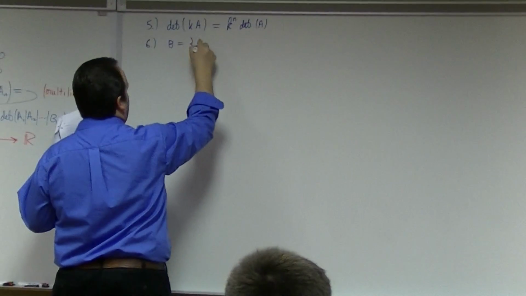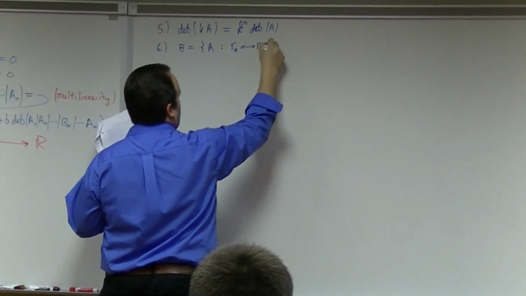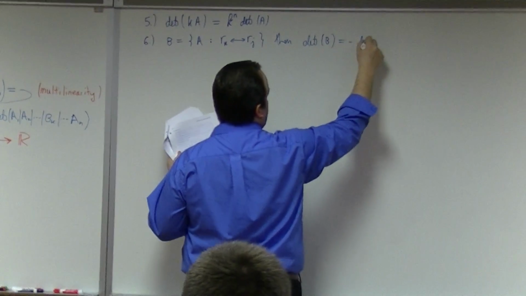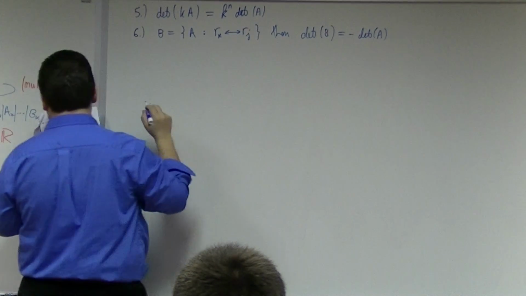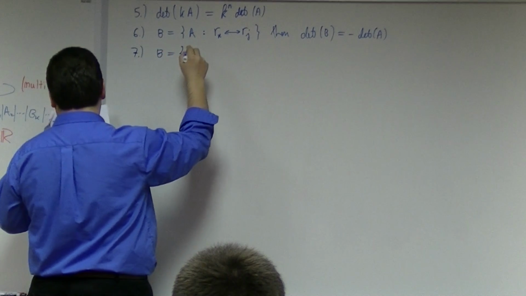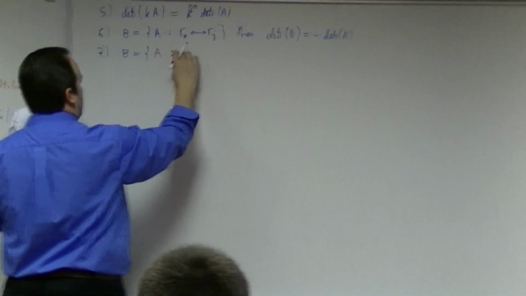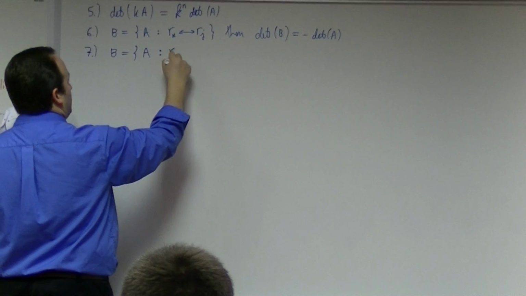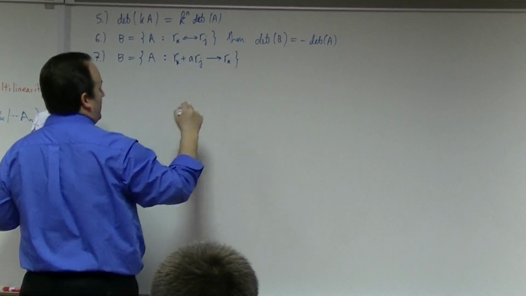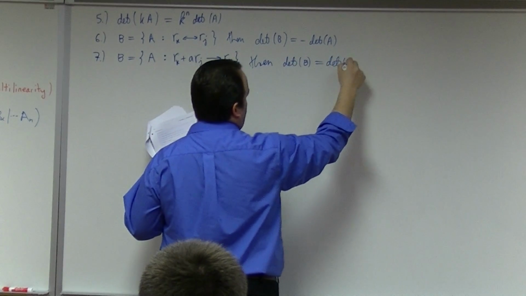If B is just equal to A such that you do a row swap, say the kth row swaps with the jth row, the determinant of B is equal to minus the determinant of A. 7, if you construct B by doing a row addition, say you take A and replace row k with row k plus a times row j, then the determinant of B is equal to the determinant of A.